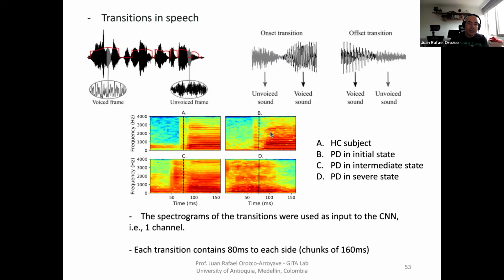For a PD patient in an initial state, there is more, let's call it information, here on the left. For an intermediate state patient, there is even more energy here. And if you see a severe state, there is even more, actually way more than in the vowel segment. So there is information there. So we wanted to model that, and then we took these segments and used them to feed a CNN. I will show you later.